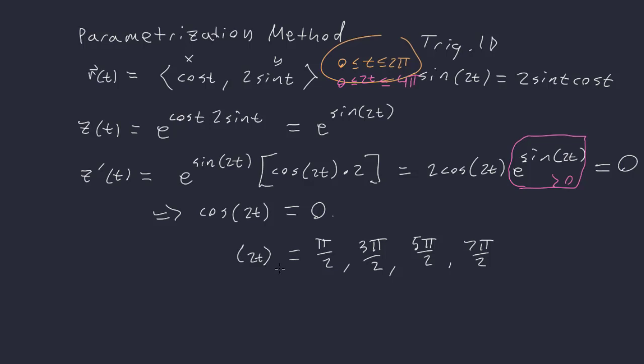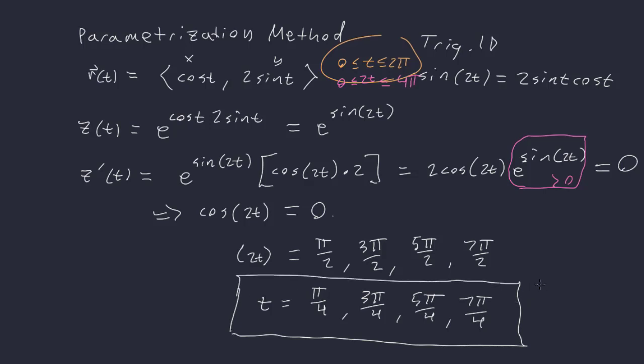If you're confused on this, I do have videos on my channel talking about how you solve trig equations in more detail. It's probably been a while for some of you. But the reason we need to do this is because when I divide by 2 now, I'll get t equal to pi over 4, 3 pi over 4, 5 pi over 4, and 7 pi over 4. Those are all of the possible values of angles between 0 and 2 pi that will cause cosine of 2t to equal 0. So here are the critical points.